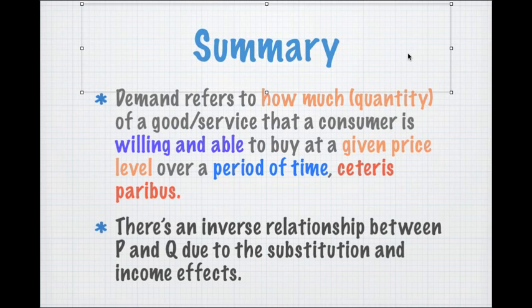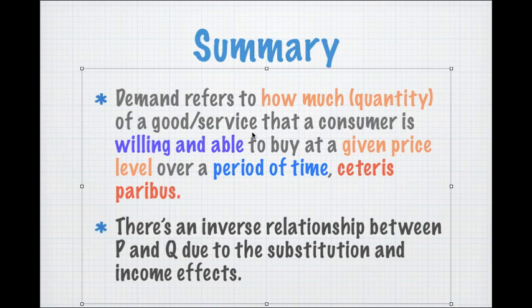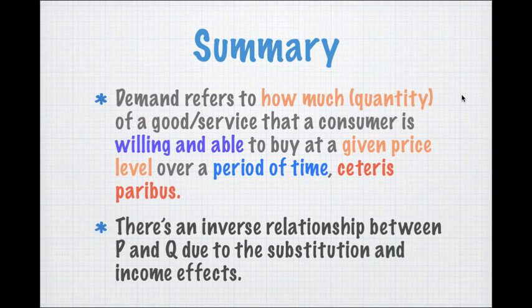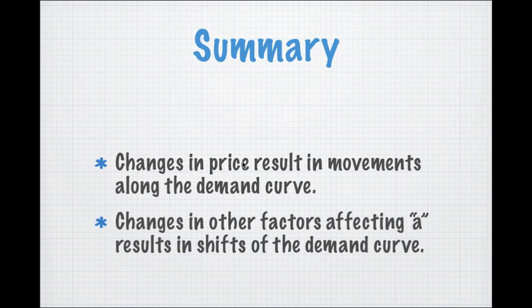So in summary, demand refers to how much quantity of a good or service a consumer is willing and able to buy at a given price level over a period of time, ceteris paribus. And there's an inverse relationship between price and quantity due to the substitution and income effects. Changes in price result in movements along the demand curve, which is changes in quantity demanded, and changes in other factors affecting the constant terms result in shifts of the demand curve, which is changes in demand.